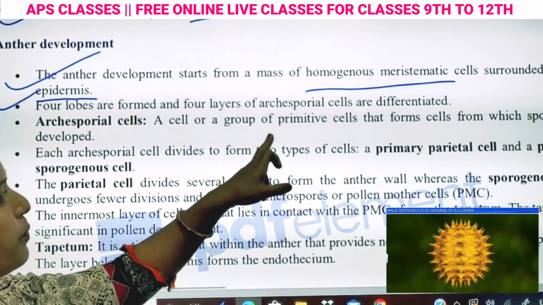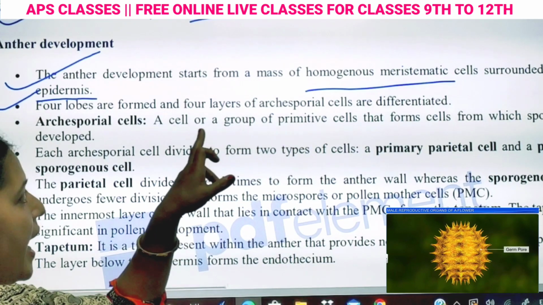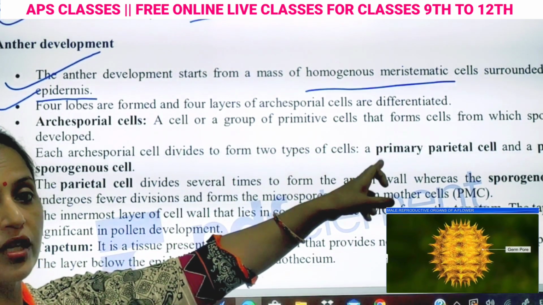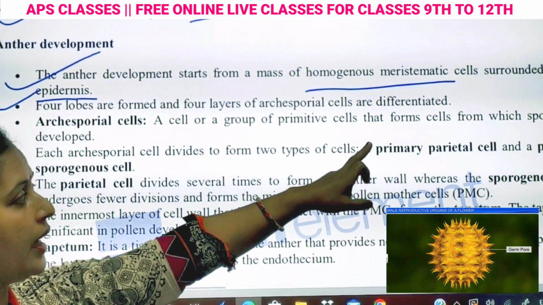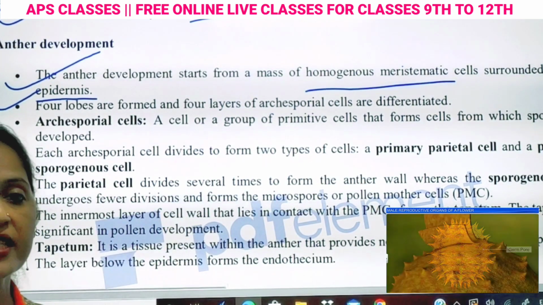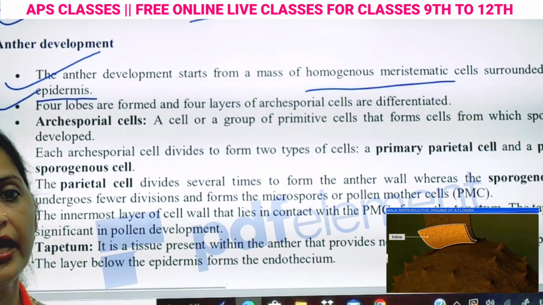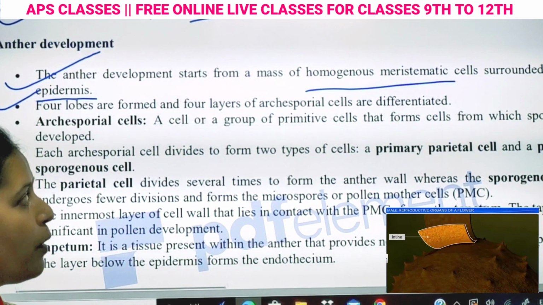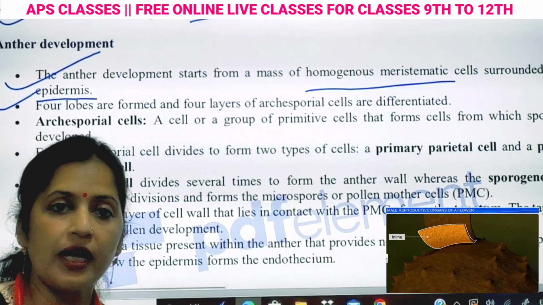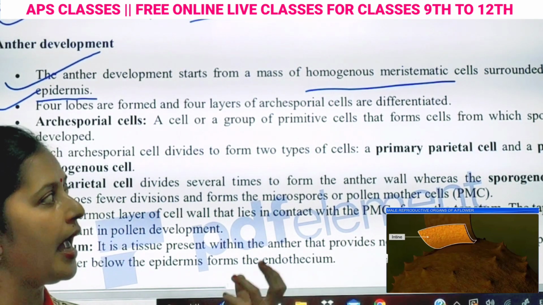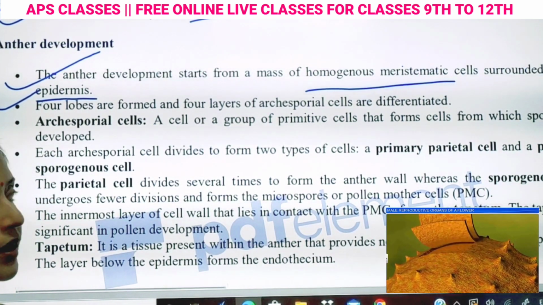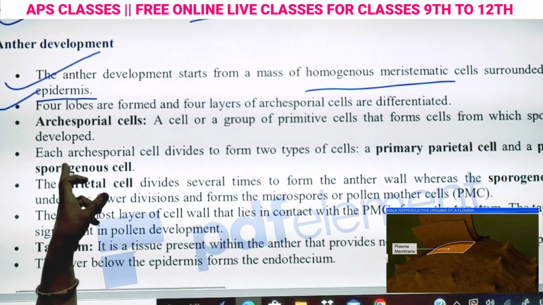A cell or a group of primitive cells. एक ऐसे cells या group of primitive cells that form cells, जो किस चीज को बनाते हैं? Further cells को बनाते हैं from which spores are developed. जहां से क्या develop होते हैं? Spores develop होते हैं. That means archesporial cells एक तरह से cells हैं या group of primitive cells हैं जो cells को बनाते हैं, and उन cells से फिर further spores develop होते हैं.